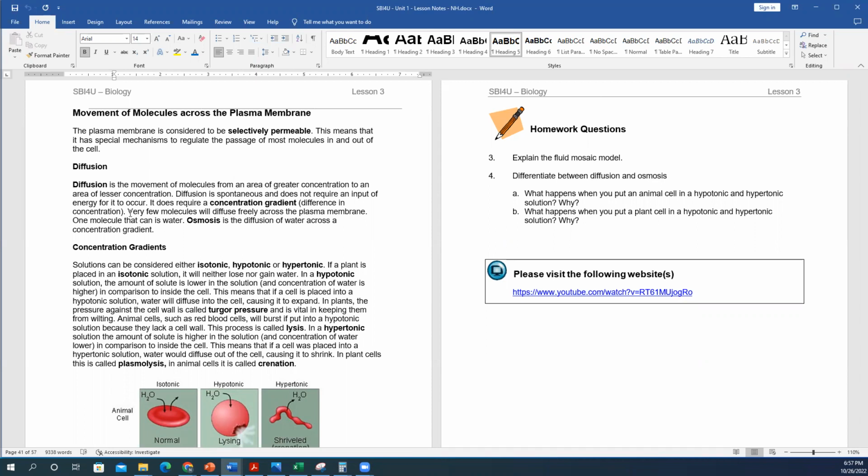We talked about how this diffusion from high concentration to low concentration is a spontaneous process. It doesn't require any input of energy. The only thing it does require is for there to be a difference in the concentration, so a concentration gradient.